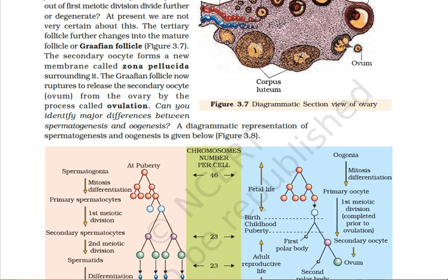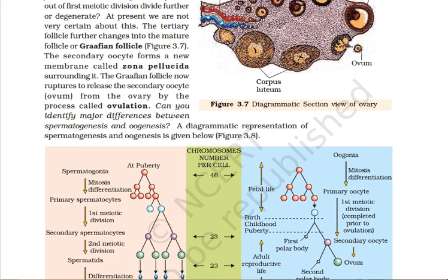The polar bodies degenerate as they do not take part in the process of reproduction. Even if only two are formed, they later degenerate, and only the ovum is left behind because it is the only functional cell. The ovum is the female gamete.